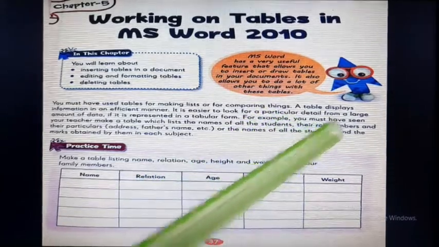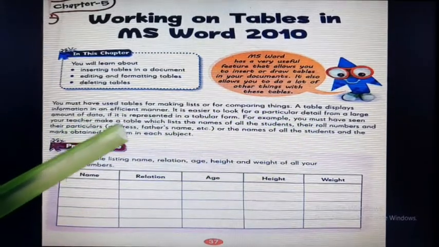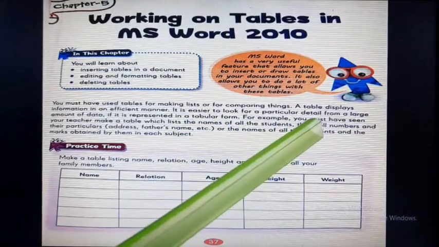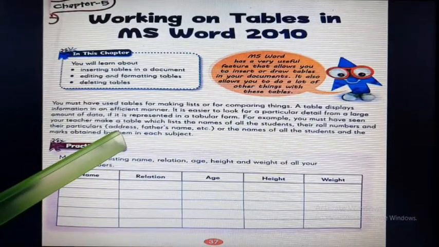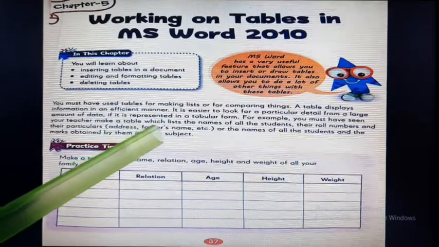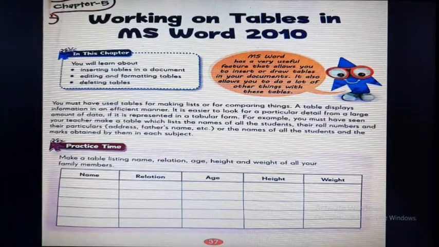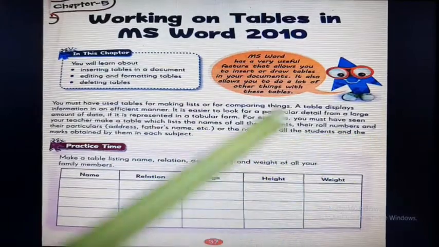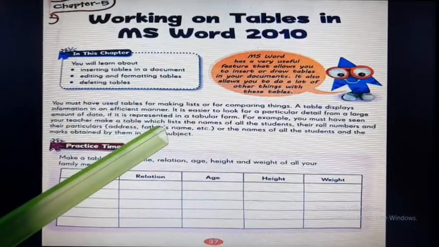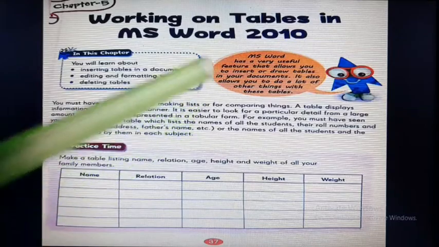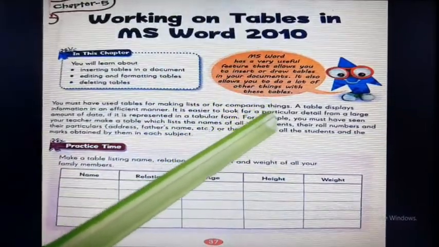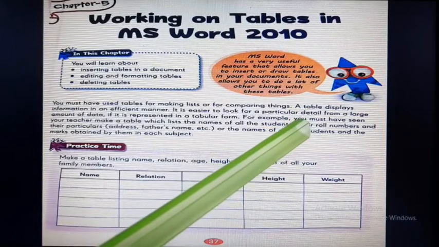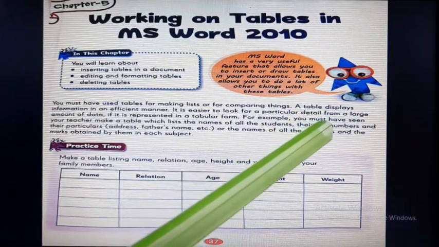For example, you must have seen your teacher make a table which lists the names of all students, their roll numbers and their particulars, that is address, father's name, etc., or the names of all the students and the marks obtained by them in each subject. Now we also make your mark list when you have your term exams, your half yearly exam or final exam.